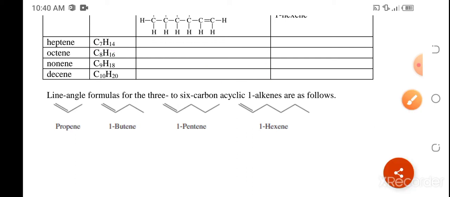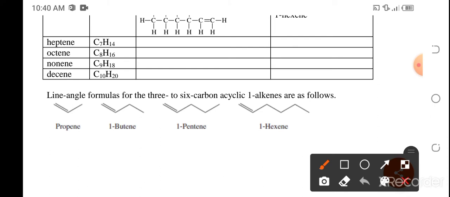Okay, the line angle structure or line angle formula for simple alkenes. So we could recall that the ending and the intersections of this line structure represents carbon atoms. So that is 3 carbon atoms, so that's propene. And this one would be 4 carbon atoms, hence 1-butene. And this is 5 carbon atoms, hence 1-pentene. 1 because the double bond is in between 1 and 2.